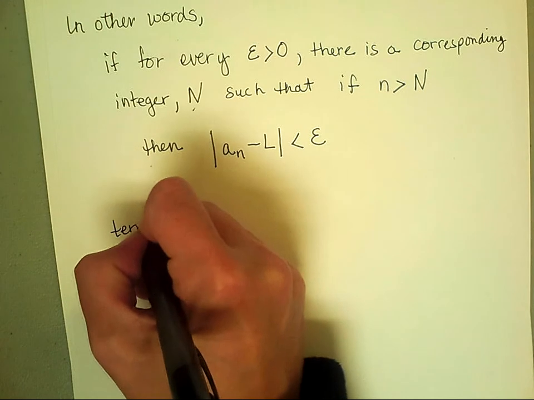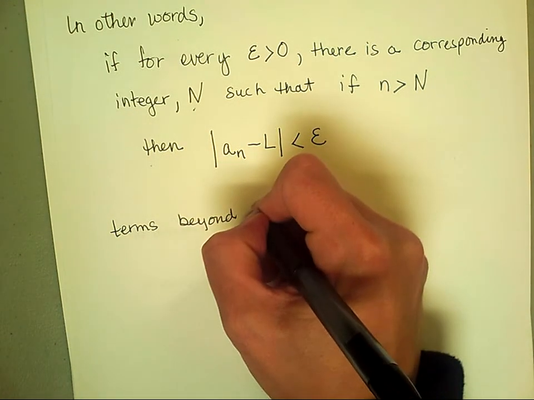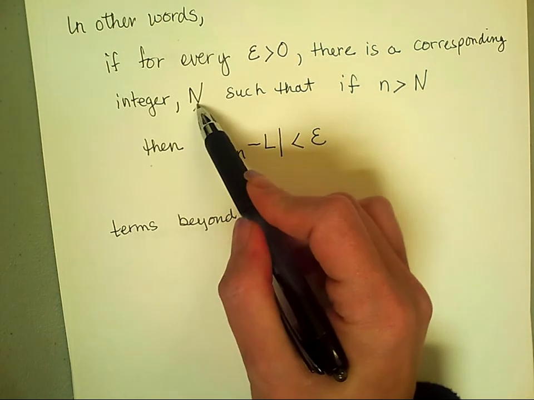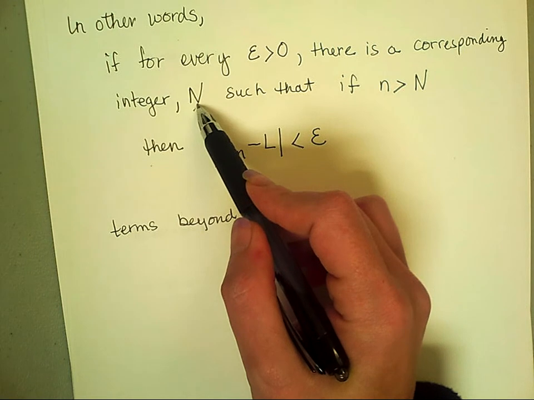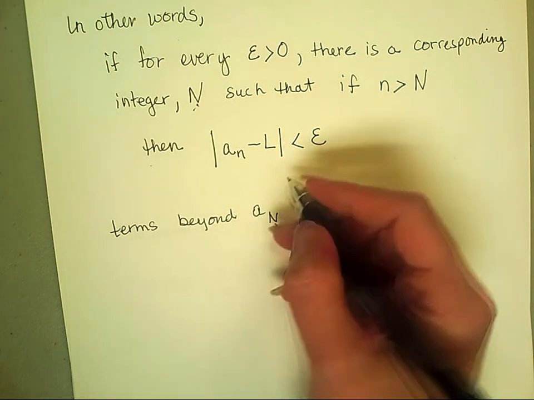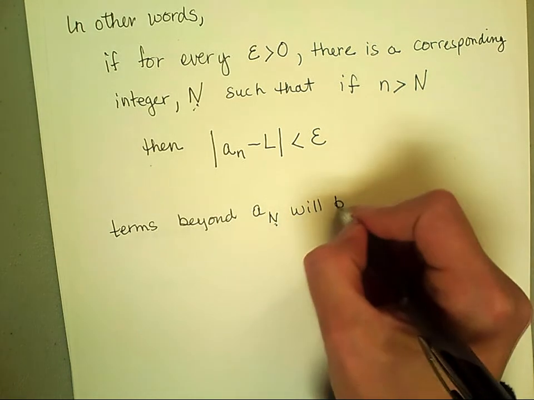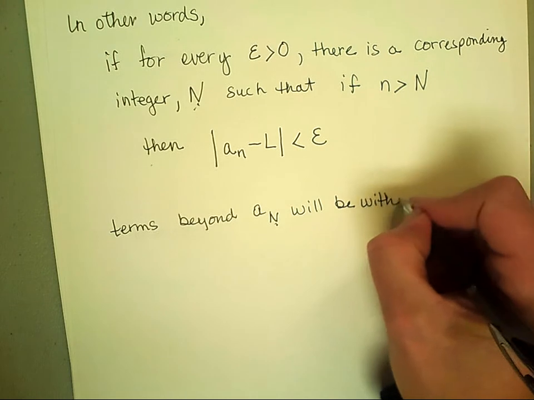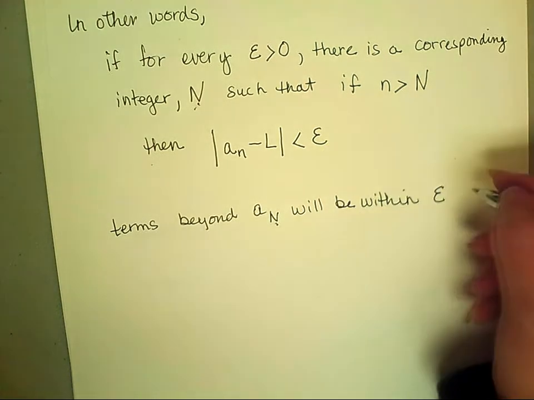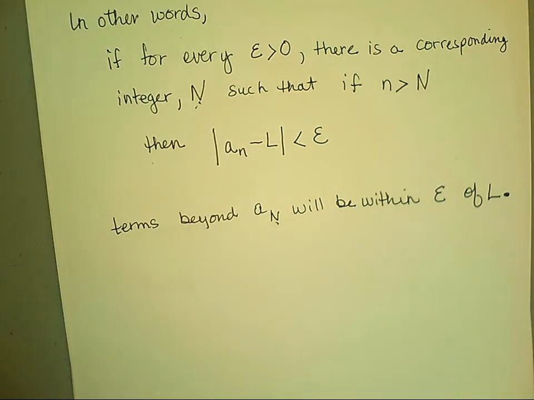So another thing that we're saying is that the terms beyond a sub n, this capital N where n is sufficiently large, okay, so in our first example, that's a sub 499. When we get beyond that term, the terms beyond that will be within epsilon, whatever epsilon we choose, 1 over 500, 1 over 1,000, doesn't matter, of L, our limit.